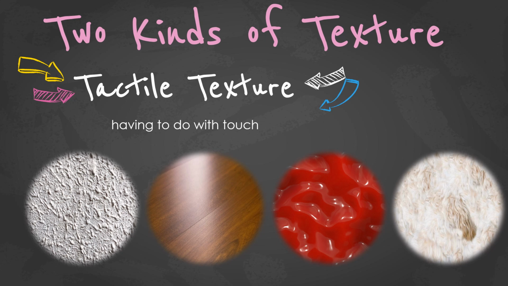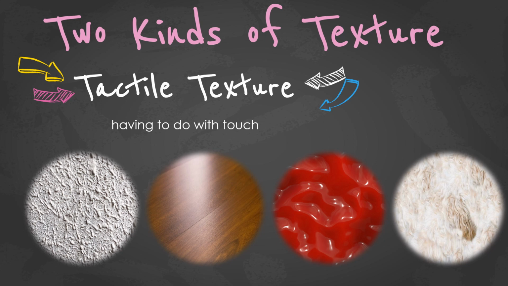Now let's talk about the two kinds of texture. We've got tactile and visual. First, let's discuss what is tactile texture. Tactile texture is the tactile quality of a surface such as rough, smooth, sticky, fuzzy, soft, or sleek.